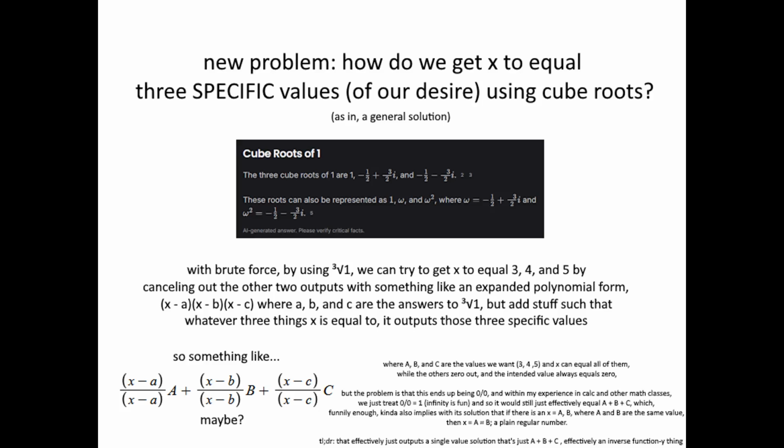However, I encountered a new problem: how do we get x to equal 3 specific values that we want using cube roots? And so I tried to think about it by trying to use, like, I want x to equal 3, 4, and 5 by somehow using a cube root, like 3 to the power of 1 or something. And I tried to come up with a general solution, where it kind of doesn't make any sense anyway, so here I am just trying to pop up a solution here.